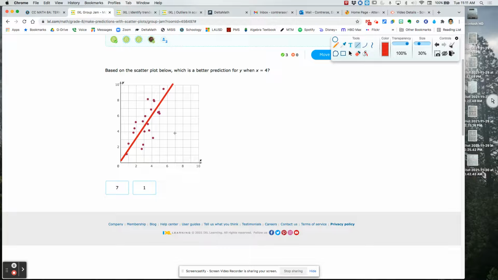Okay, now, we're going to go where x equals 4. So go to your x-axis, look for 4. We're going to draw a vertical line up to the line. So it hits it right there, and then go across. Based on this, it touches about 6. So which is a better choice, 7 or 1?